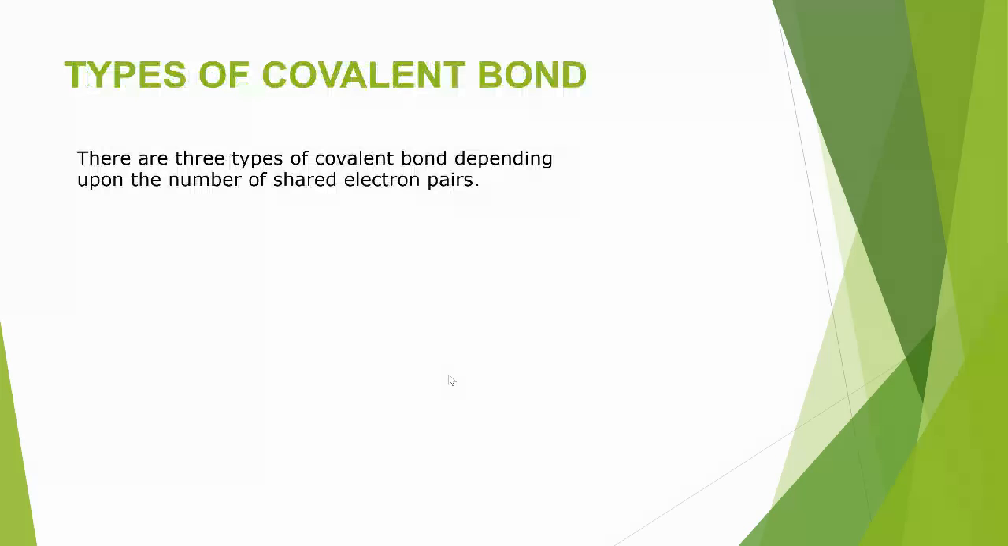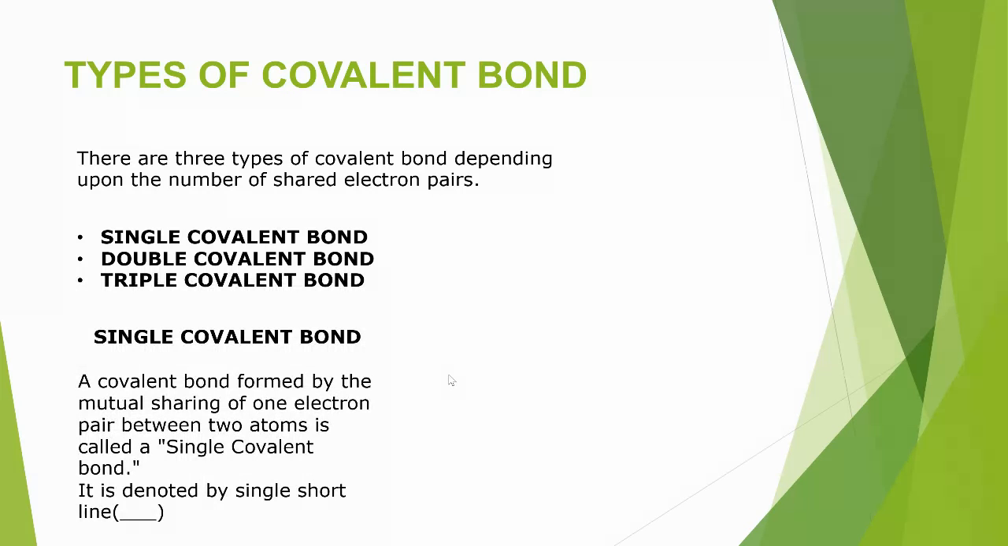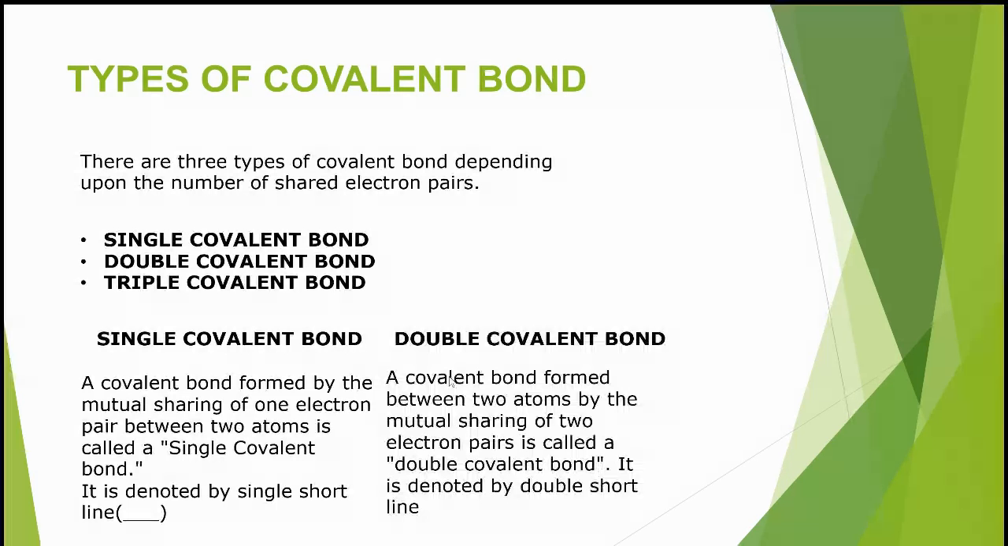Types of covalent bonds. There are only three types of covalent bonds depending upon the number of shared electron pairs: single covalent bond, double covalent bond, and triple covalent bond. A single covalent bond: a covalent bond formed by the mutual sharing of one electron pair between two atoms is called a single covalent bond, denoted by a single short line.